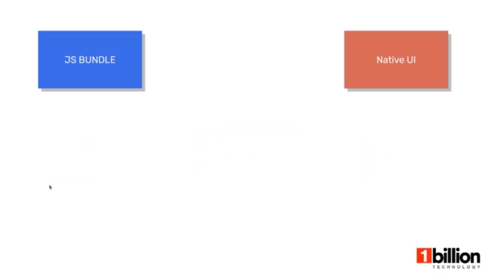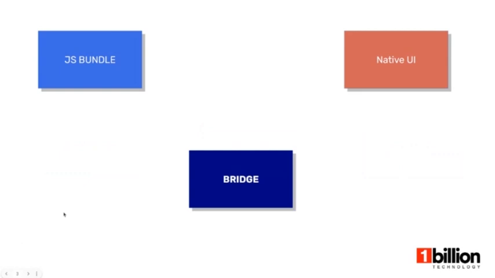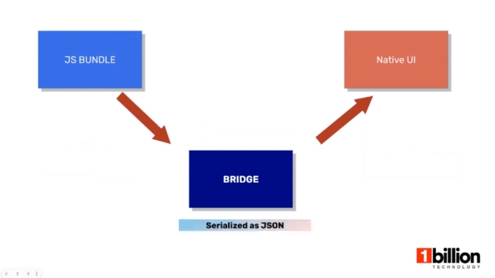So when we write code in the JS bundle, usually what happens is it cannot talk to the native UI directly. So therefore, it uses something called the bridge. The bridge takes all the information from the JS bundle, then passes on that information in a way that the native UI can understand. So that is the main thing that the bridge is doing. So this is the existing way that React Native works. And when the bridge passes information to the native UI, it serializes all the information as JSON, then deserializes it and passes it to the native UI.